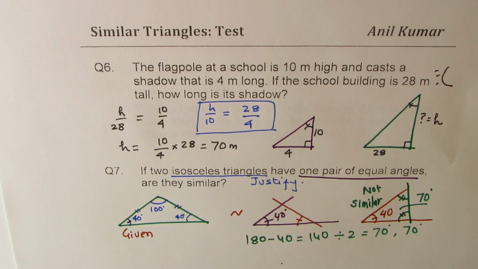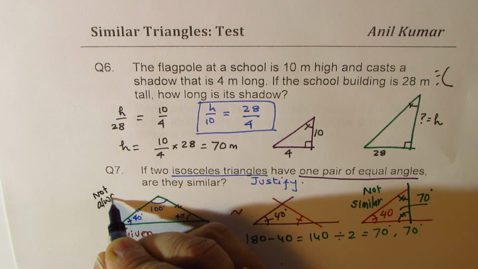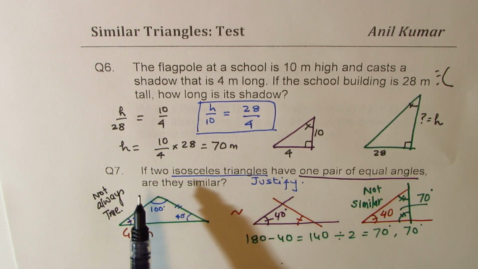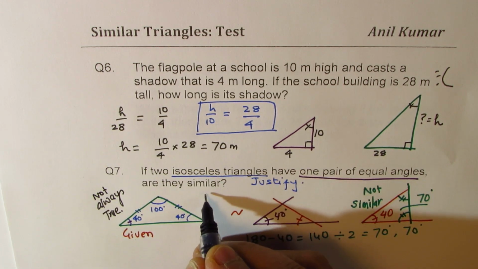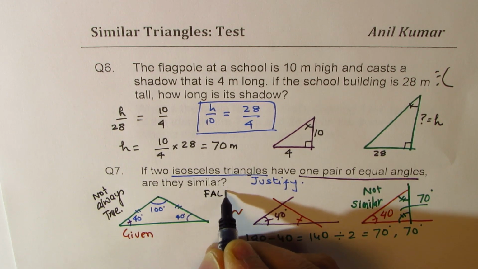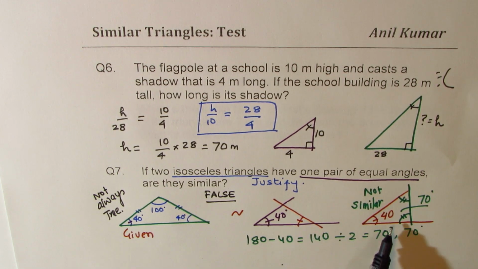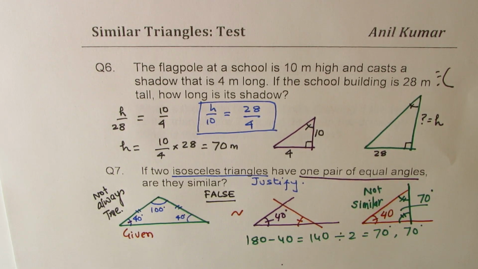You get an idea. So in this case, the statement is not always true, right? So if I say, if two isosceles triangles have one pair of equal sides, they are similar, the statement is incorrect. So it is wrong. So it is false. Do you understand how? So we have provided an example where it is not similar, and therefore the statement is incorrect. So I hope this statement is absolutely clear.